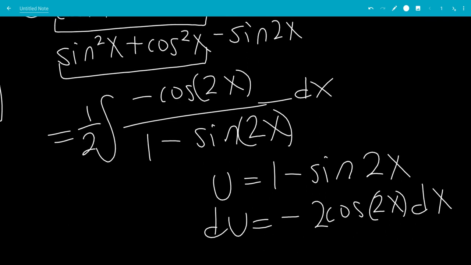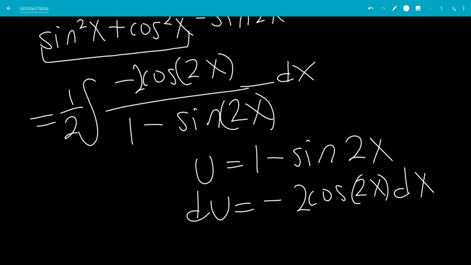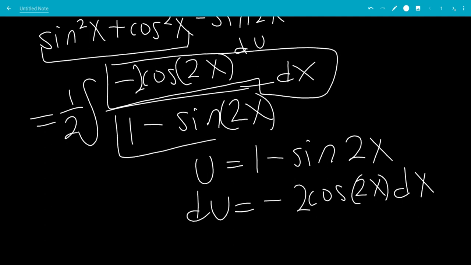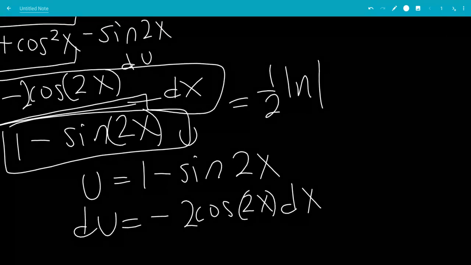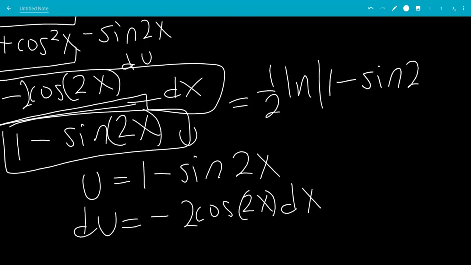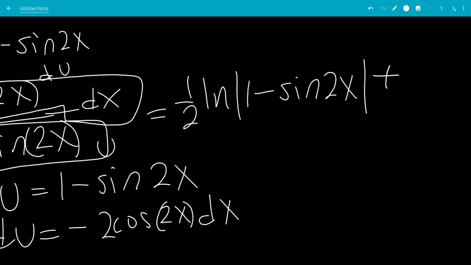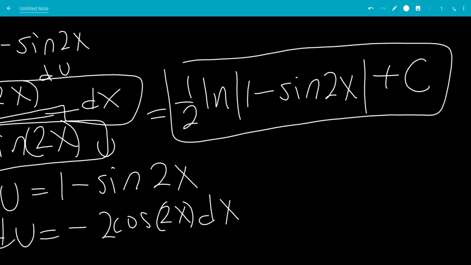So 1/2 at the front, multiply by 2. And now negative 2 cosine 2x dx is our du, and 1 minus sine 2x is our u. So that's the integral of 1 over u. So we have 1/2, and then this integral is ln absolute value of u, which is 1 minus sine 2x, then we can add c. And that is the first method.